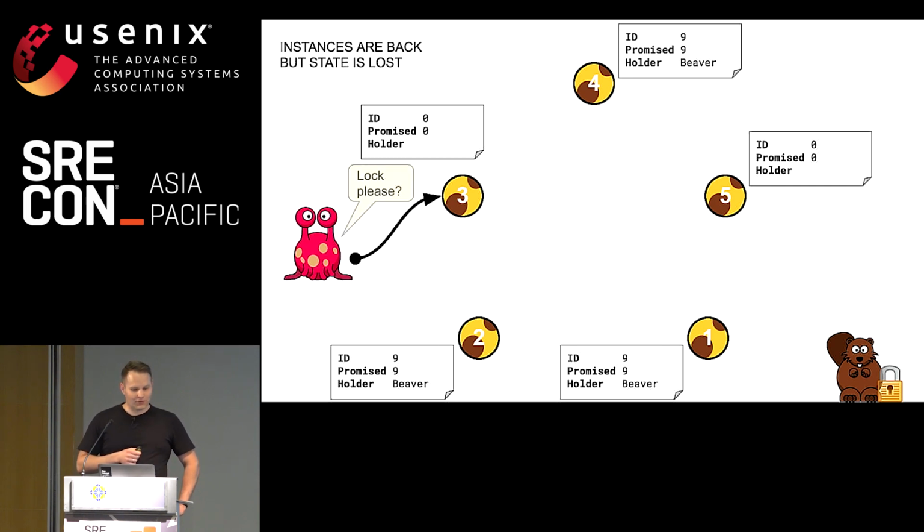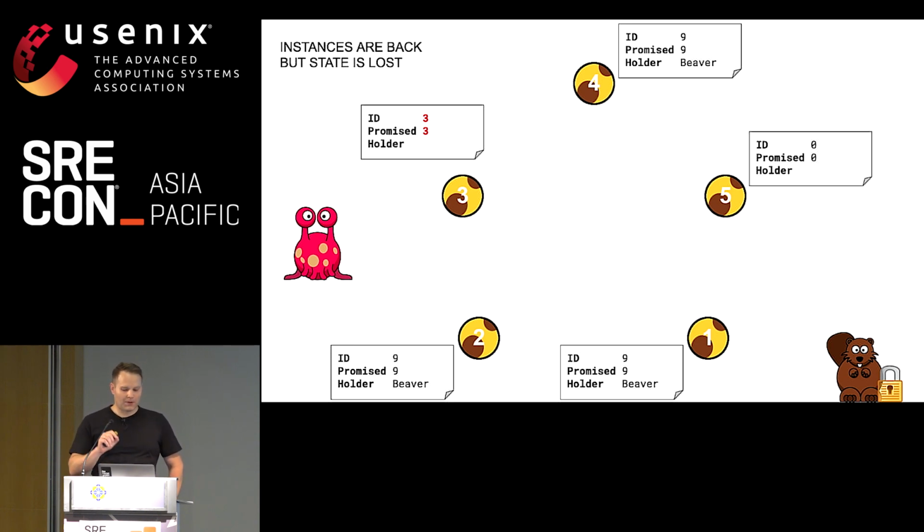And now Alien comes, and Alien would like to have the log. And for some random reason, Alien likes to talk to one of the instances that just came back up, that lost all their state. Let's see how the system behaves. The instance number 3 thinks of a number for a next Paxos run, and it comes up with the number 3.